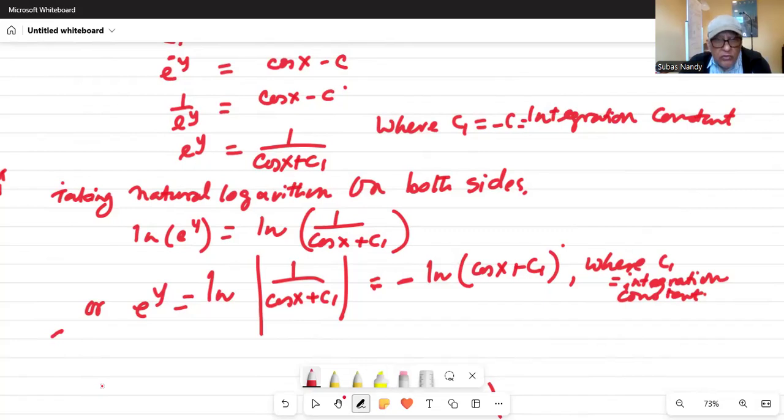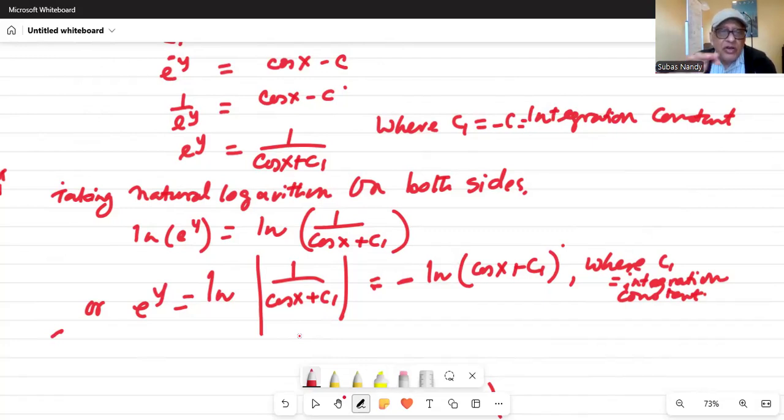ln of e to the power of y is equal to ln of the absolute value of 1 over cosine x plus c1, which is the same as minus ln cosine x plus c1. Okay, I will leave it at this and stop here today. So either way, we got the correct answer, which is e to the power of y is equal to 1 over cosine x plus c1, where c1 is an integration constant.